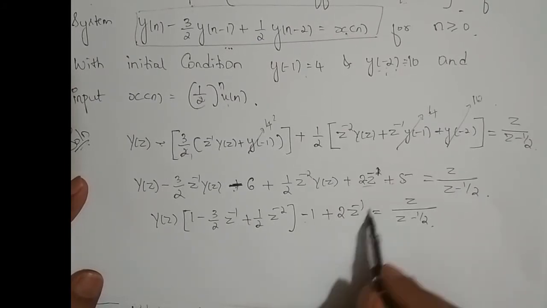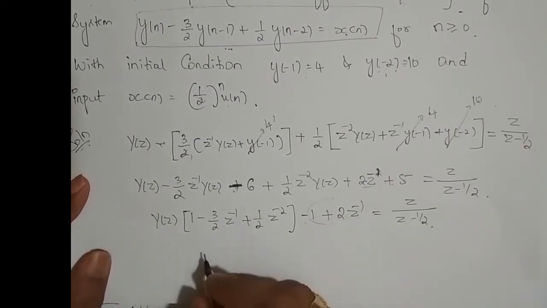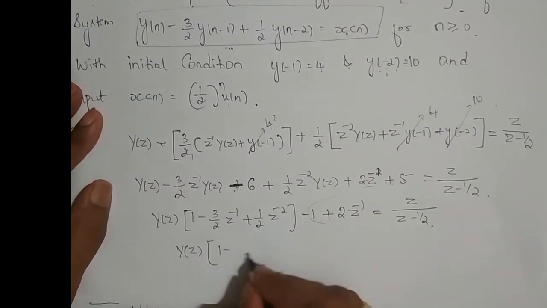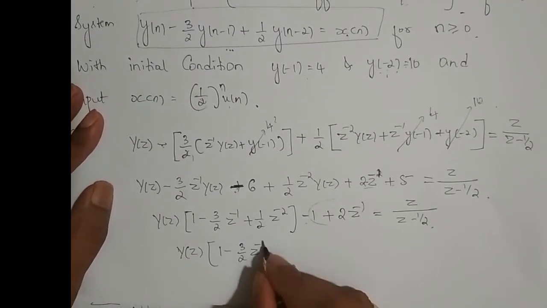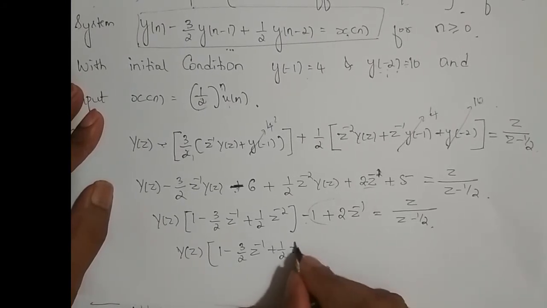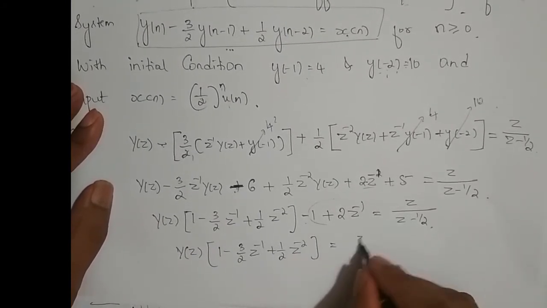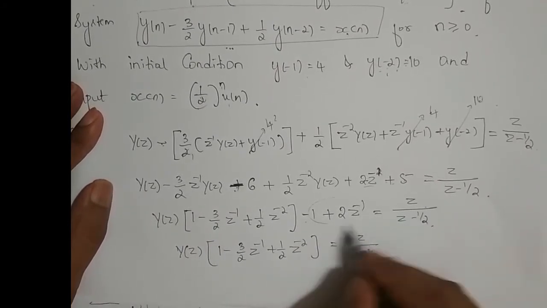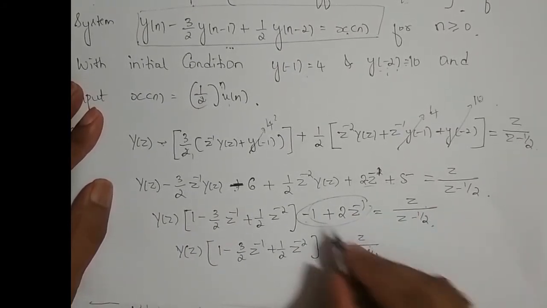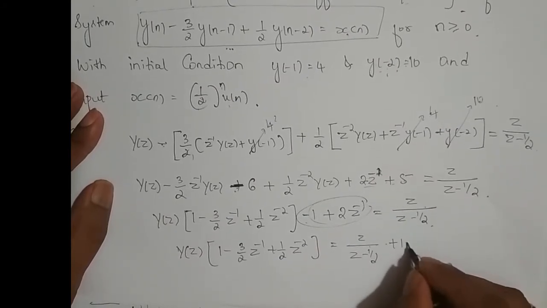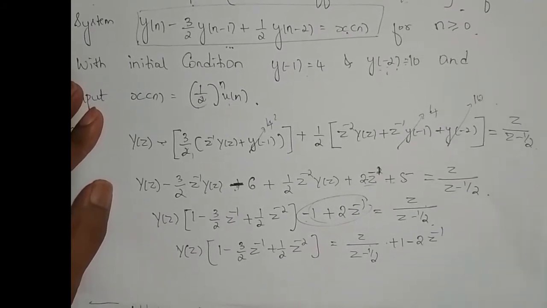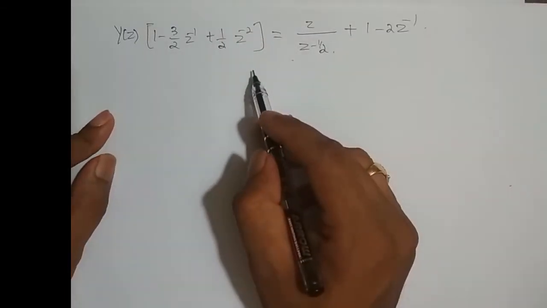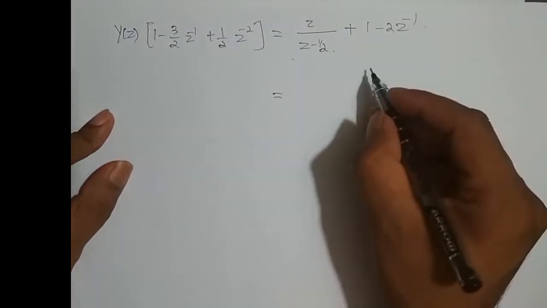Now if I take this to the right hand side, Y of z into 1 minus 3 by 2 z power minus 1 plus 1 by 2 z power minus 2 is equal to z divided by z minus 1 by 2. This remains as it is, and this whole part I'll take to the right hand side, so this is plus 1 minus 2 into z power minus 1. Okay, so this is what we had in the previous step. So let me just continue with the simplification.